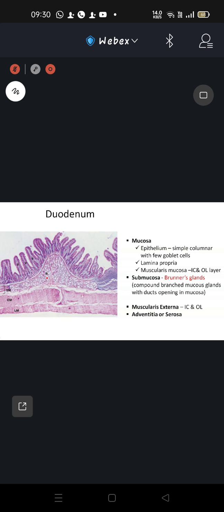Also, it is a stained preparation which is shown here. Now the next slide is of the jejunum. The jejunum again has plenty of villi, so it is characterized by abundant villi which are tall and slender, and the number of goblet cells is more than that of the duodenum.